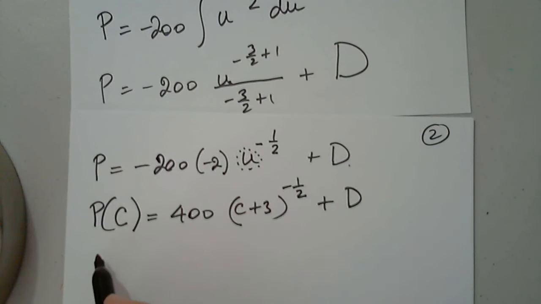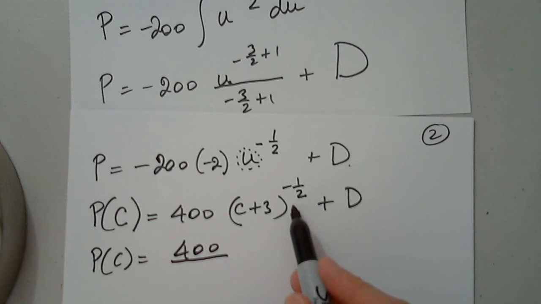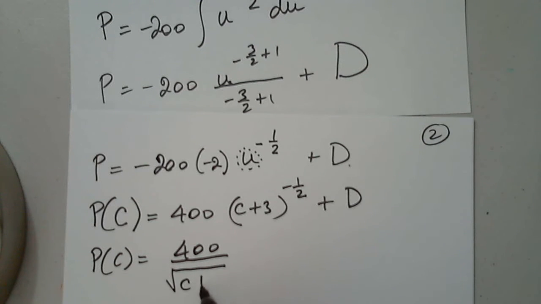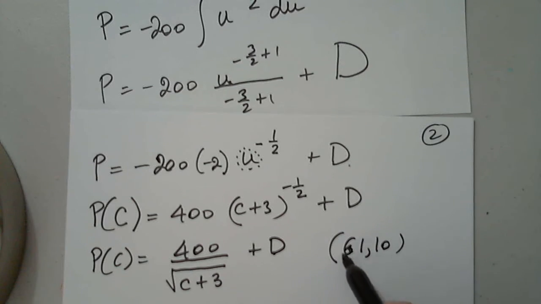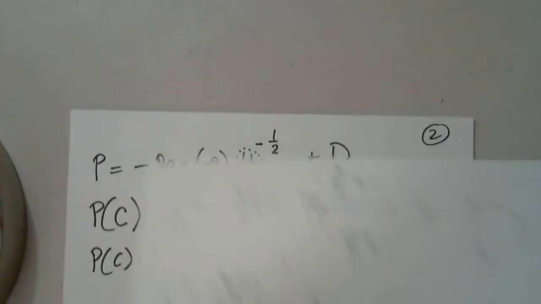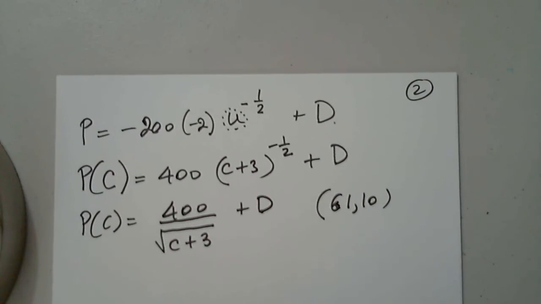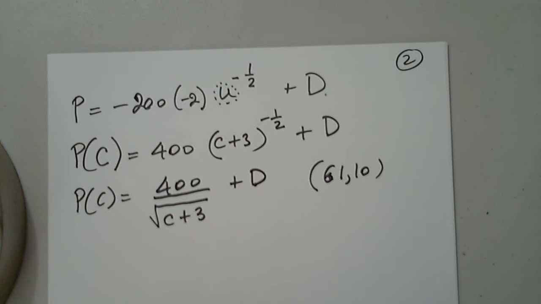I can rewrite it because I know what this means. P of c equals 400 over the square root of c plus 3, plus a constant d. We will determine d from the point given to us, 61, 10. Let's see if we have questions here. Any questions?